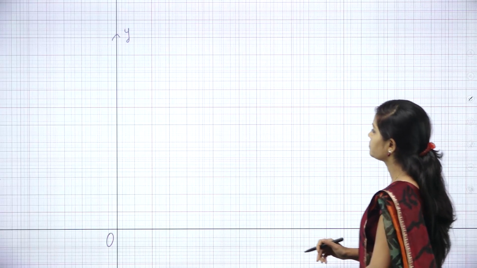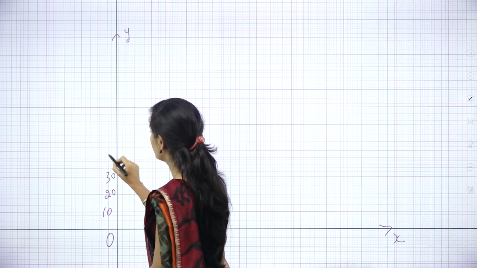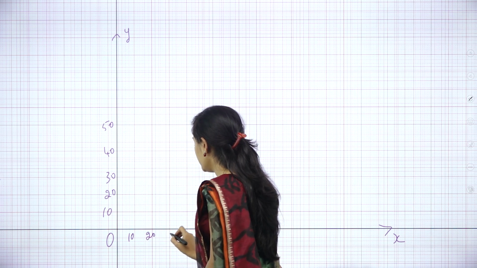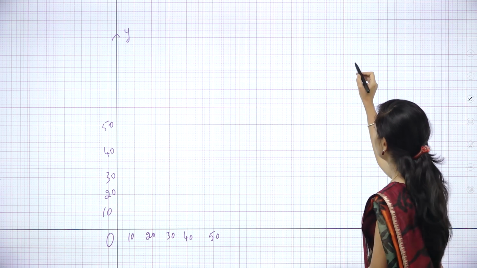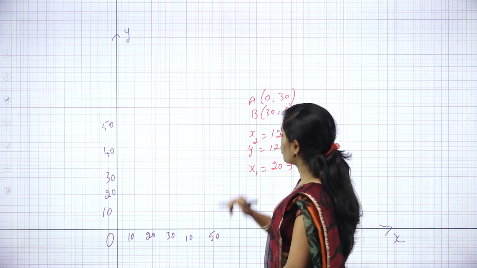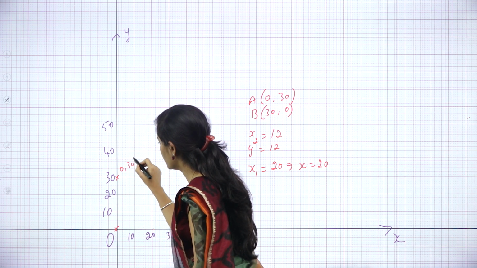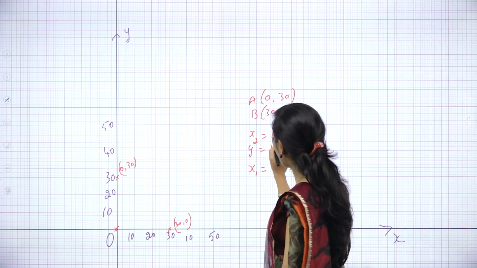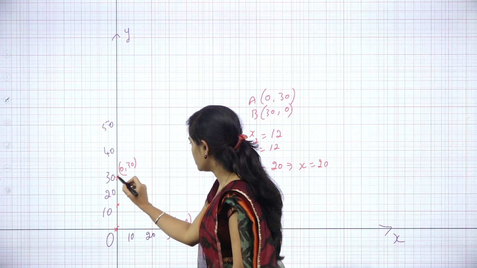So I will find the scale: 10, 20, 30, 40 and 50, again 10, 20, 30, 40, 50. So the scale is 1 unit equal to 10 centimeters. First connect the points 0, 30 and 30, 0. And x2 is equal to 12 means y is equal to 12. So this is the line for 12.